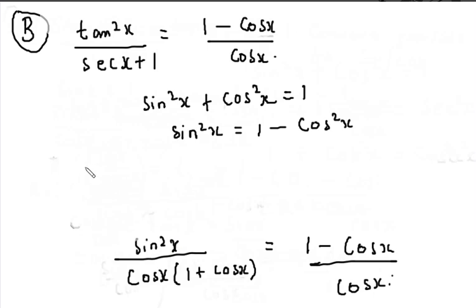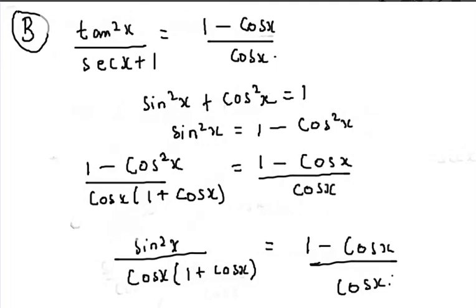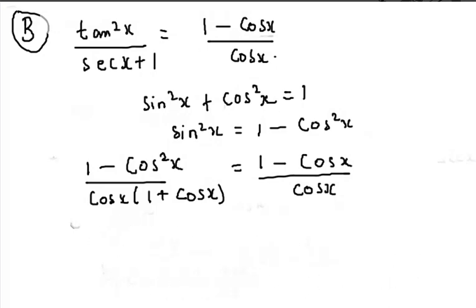So it becomes 1 minus cos square x divided by cos x, open bracket, 1 plus cos x. Okay, so now this is equal to 1 minus cos x over cos x. Now from here we can actually simplify the numerator further.